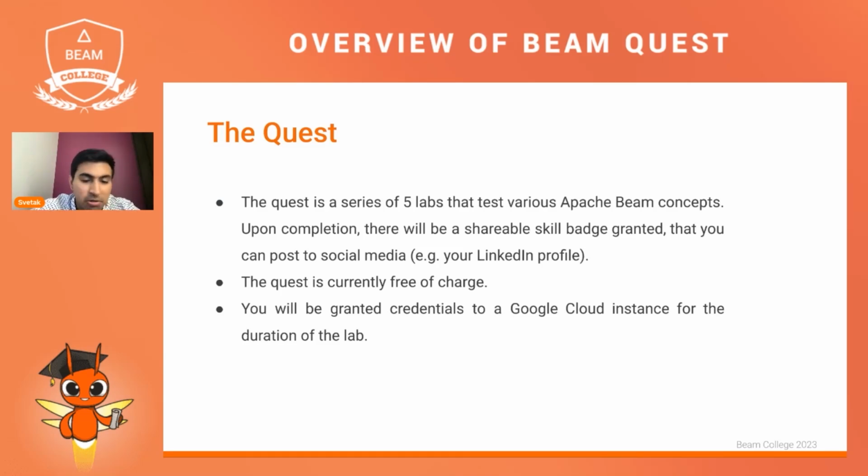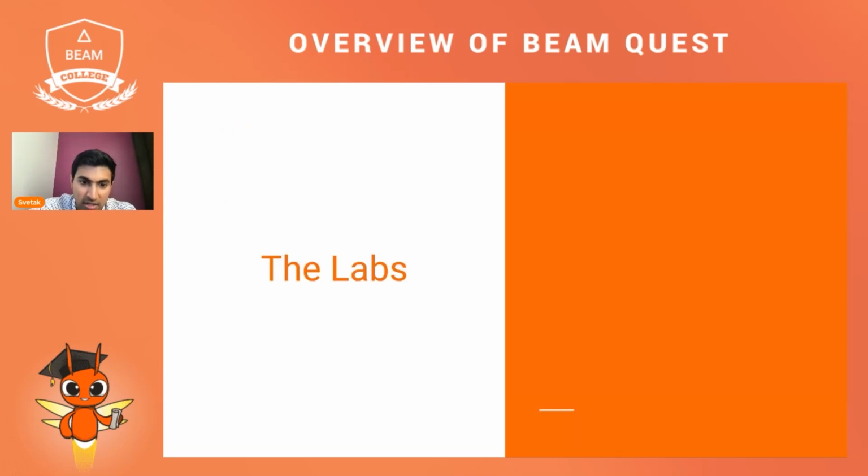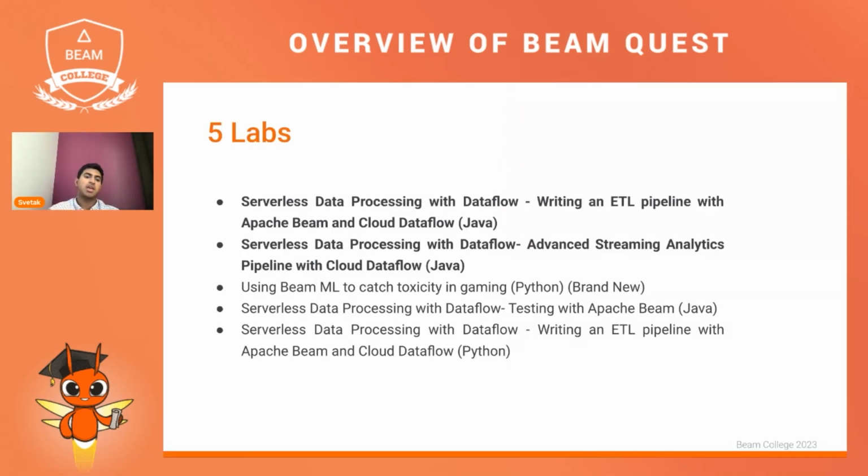Right now, the Quest is currently free of charge, and you will be granted credentials to a Google Cloud console during this lab, so you can actually run your Apache Beam pipelines on Google Cloud's Dataflow Runner and see how that works. Now to talk about the labs: there are 5 labs, and in this presentation, I will focus on the first 2 of these labs. In part 2 of this presentation, I'll delve into the remaining 3 labs.